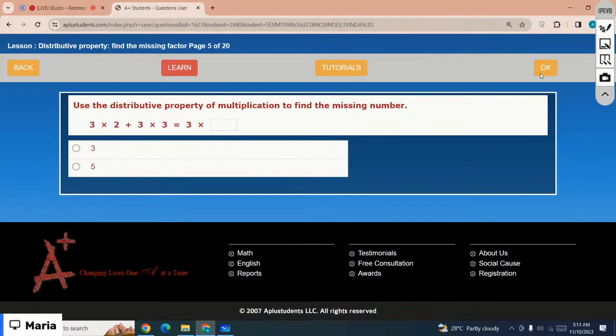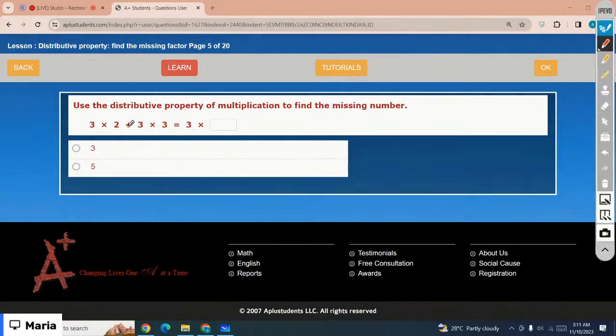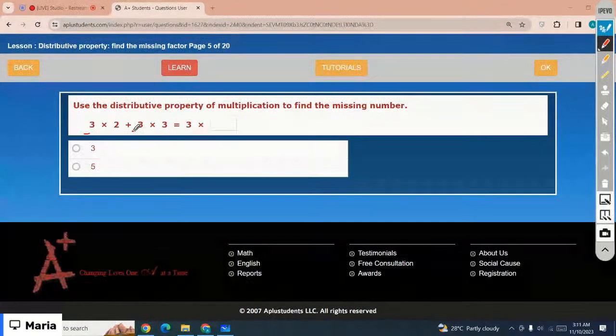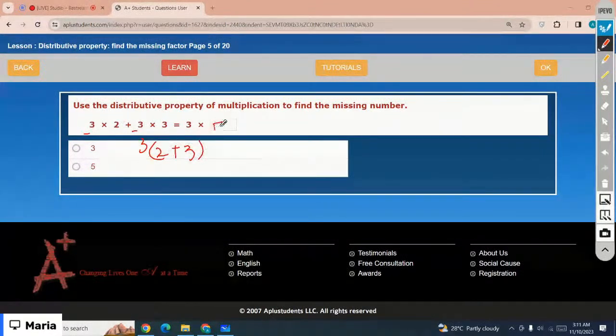No, you already have 3 here. The missing number is, you can see here 3 is multiplying with both the numbers, right? Here you have 3 and here you have 3 is the common number. And then inside the bracket you have 2 plus 3. So that means the missing number is 5. The missing number is 5. Got it?